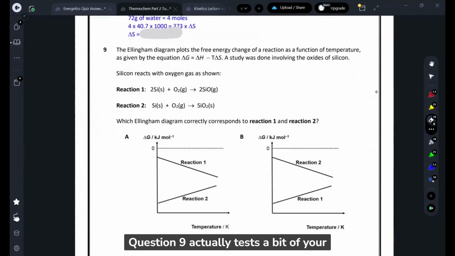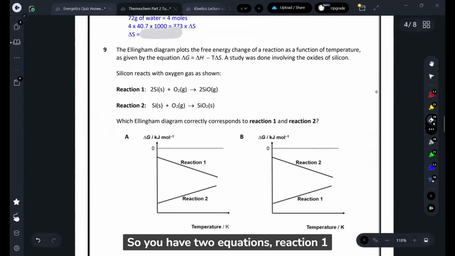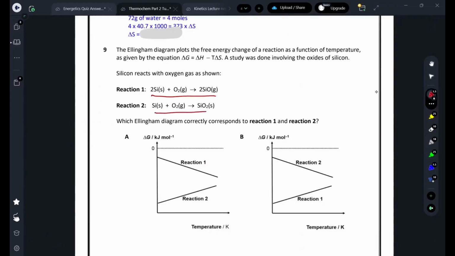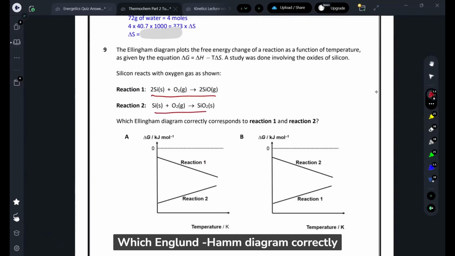Question 9 actually tests a bit of your conceptual understanding. Do you know, as temperature increases, what happens to the Gibbs free energy? Okay, so you have two equations: reaction 1 here, reaction 2 here. Which Ellingham diagram correctly corresponds to reaction 1 and 2?